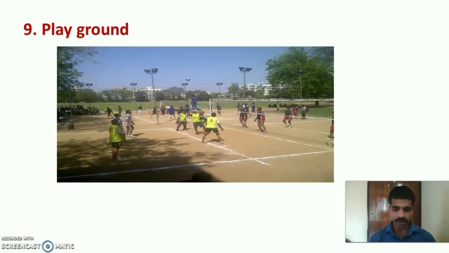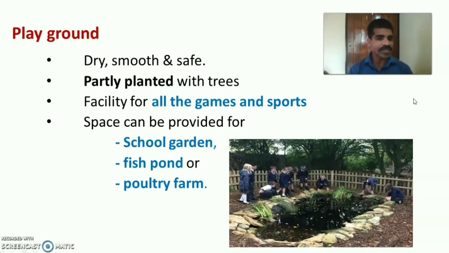Next is playground. The school playground should be dry, smooth and safe. It should be partly planted with trees to give shade. And there should be facilities for all the games and sports in the school ground. Space can even be provided for a school garden, fish pond or poultry farm, etc.